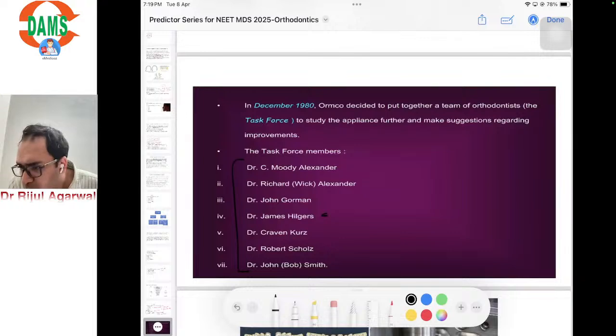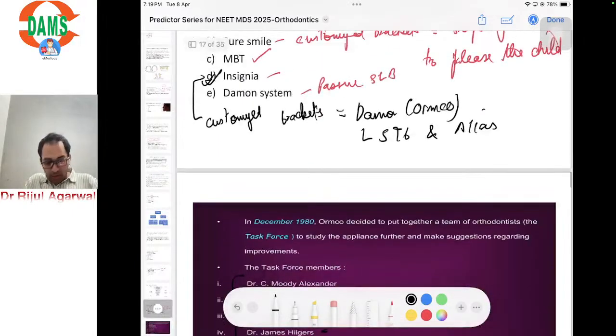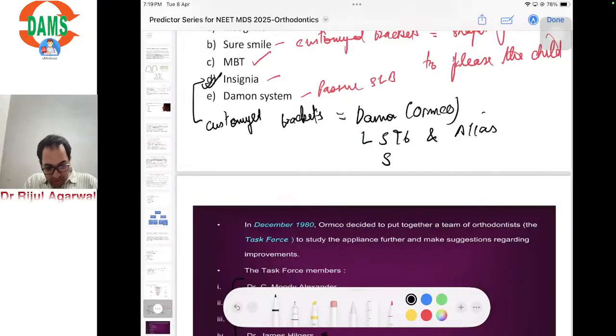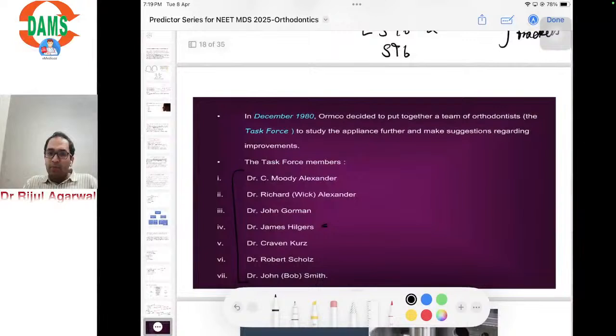Robert Scholz and Dr. John Smith. Sorry, I didn't get your question, Bhavna. If you're asking, this is STB, the name of the bracket system. These are the lingual brackets of Onco or Damon company. One should say Onco if you're asking about the same. And just remember the names of these members of the task force because they were the original developers of the lingual orthodontic system.